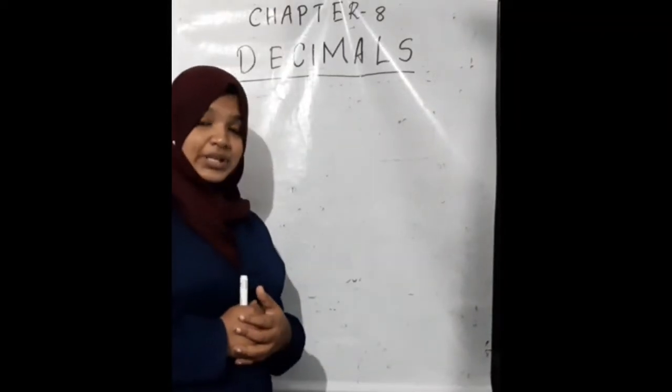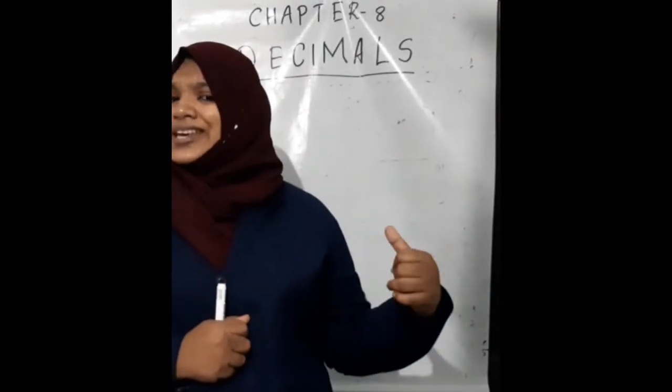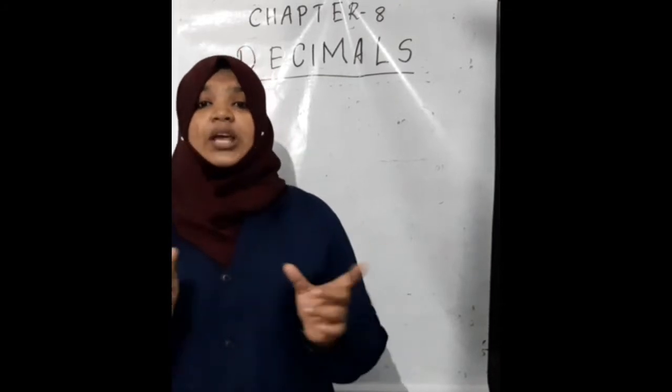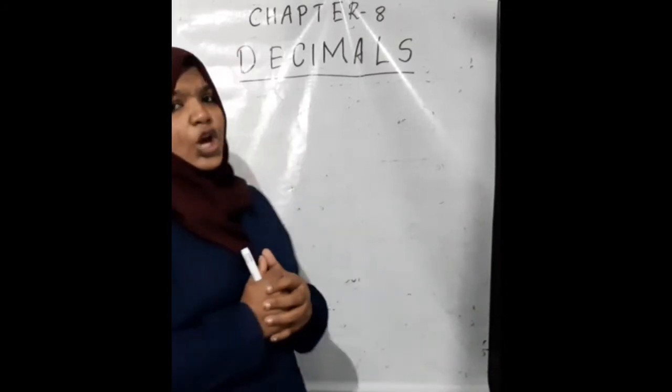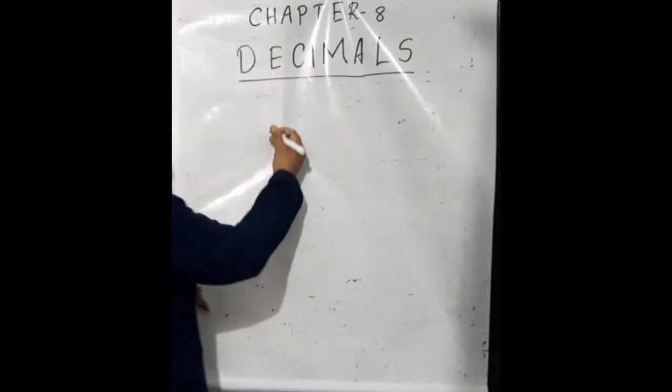We discussed how to represent a decimal on a number line. In some other cases, it may not be as easy as we have discussed. For that, we have to know about the place values of decimals. Which place values are there in decimals? Do you know? Anyway, let us discuss.